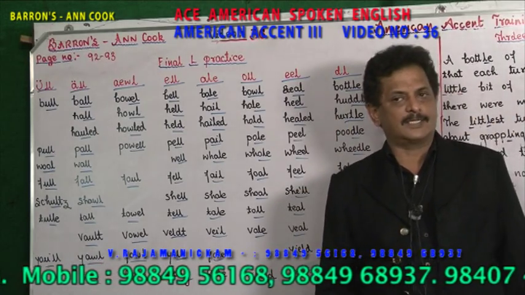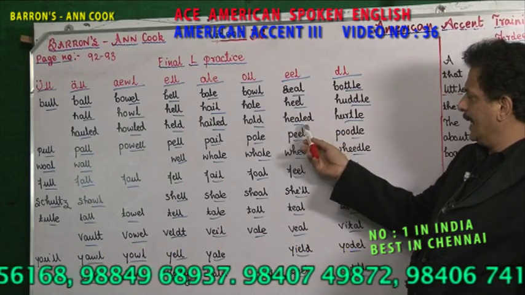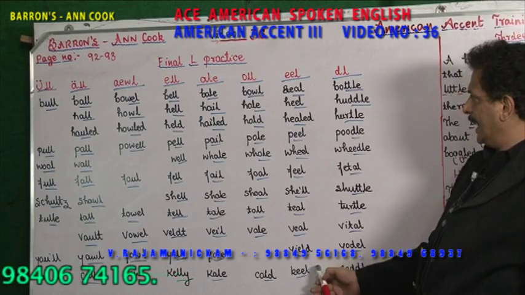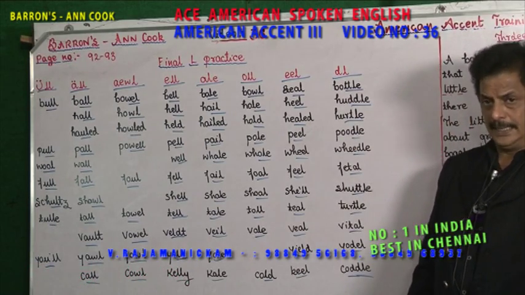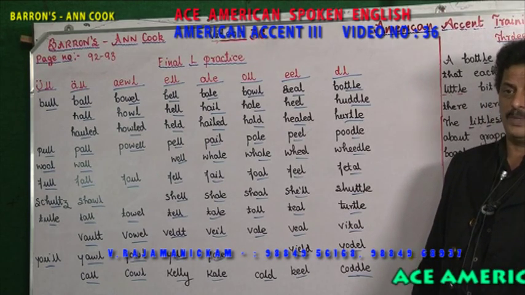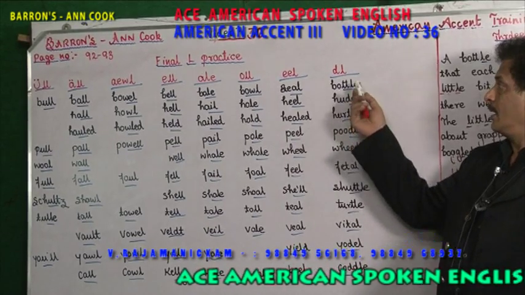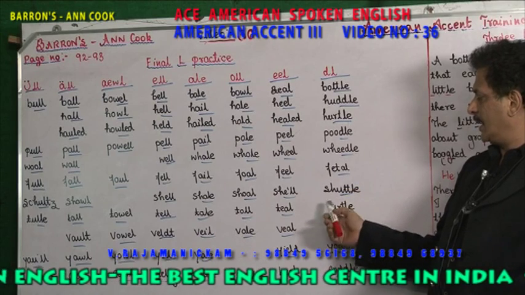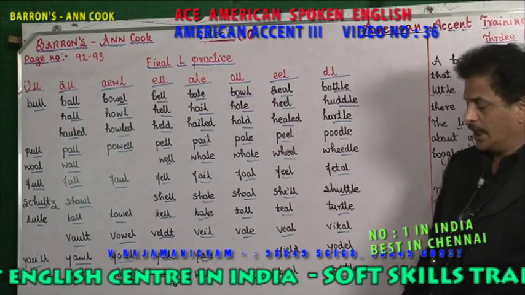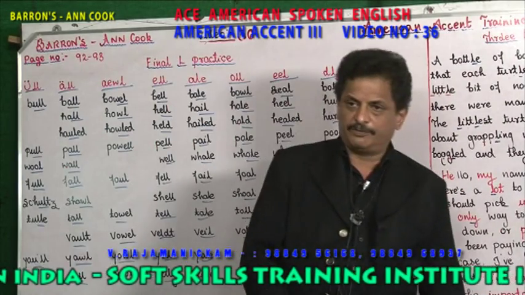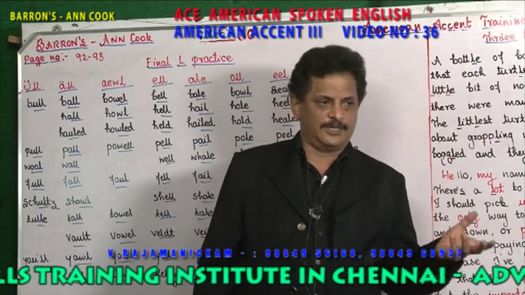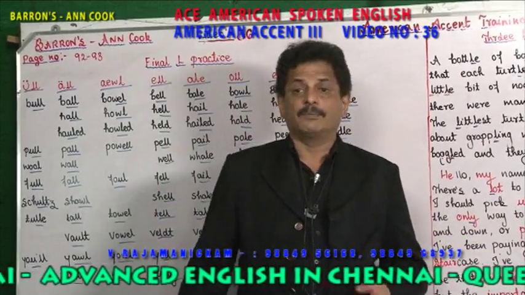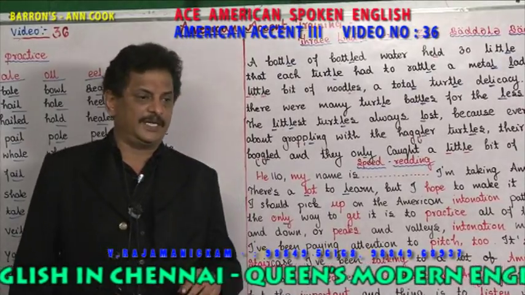E-E-L: eel, bill, heel, healed, peel, wheel, feel, teal, yield, keel, deal. So in a word, the TT, if it is preceded and followed by a vowel, T is changed into D: bottle, hurdle, poodle, fiddle, turtle, whittle, yodel, coddle. So here are all the L sounds with different vowels giving different sounds. Of course, L is the common sound. Air comes out of the sides of your tongue, where the tongue should be averagely tensed, not fully tensed.